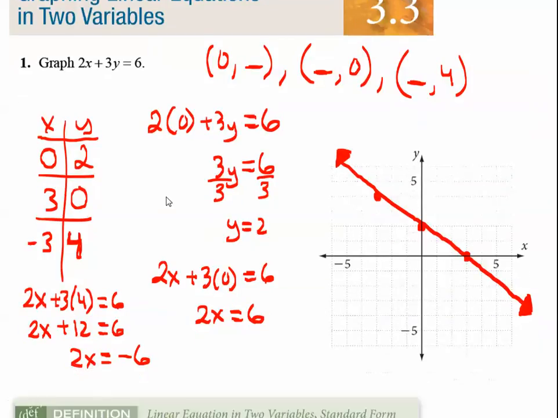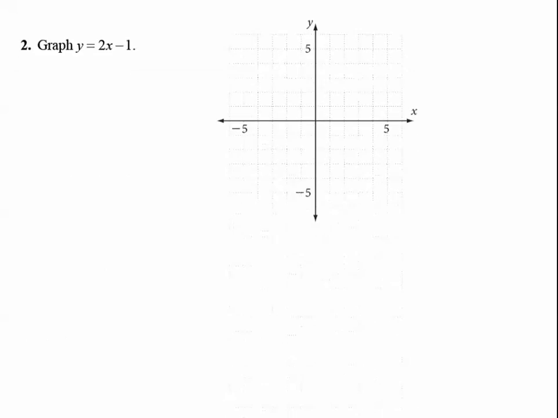Let me try another one here. Sometimes you have something that's already been solved for y. Because it's already solved for y, and we don't want to do algebra, it's a lot easier to do pre-algebra. Let's not plug in for y. Let's only plug in for x, and if you only plug in for x, then you're not doing any algebra.